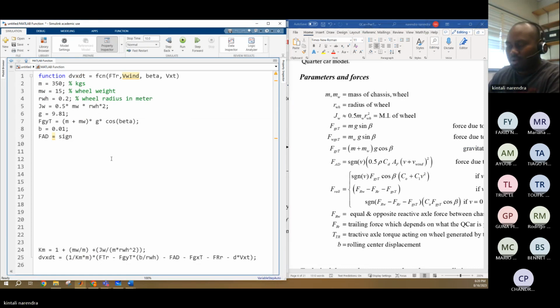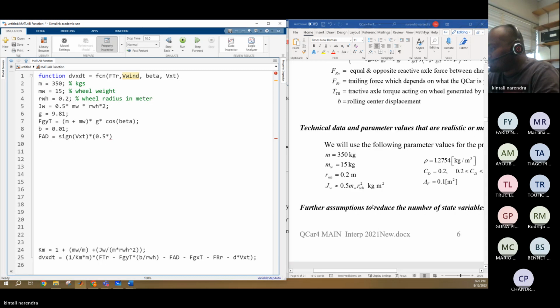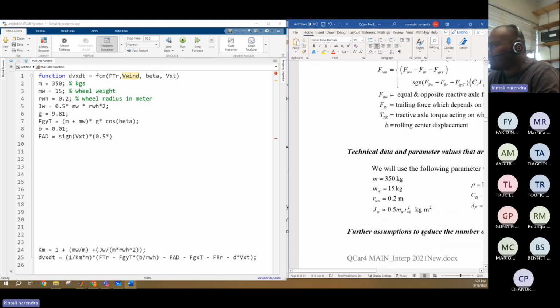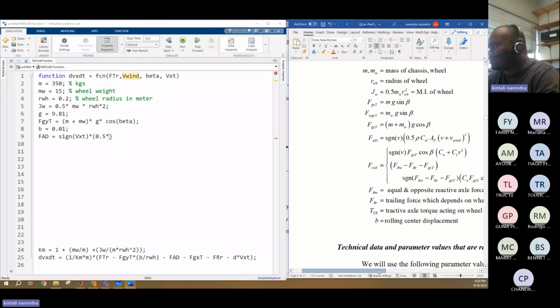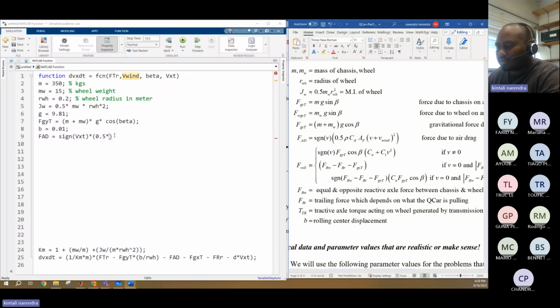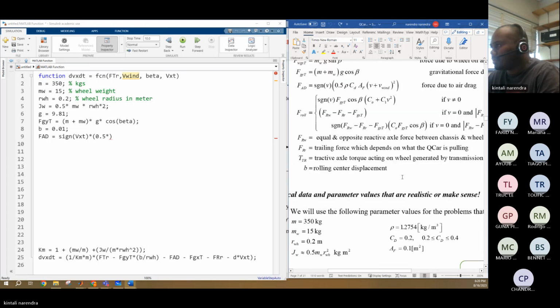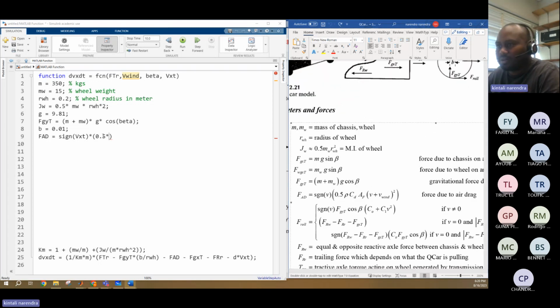Sign of V. V is nothing but VXT, velocity. Into, guys, please do it along with me. This is an important exercise for you to understand how MATLAB works. Rho into CD into AF. See, this is the equation for FAD.